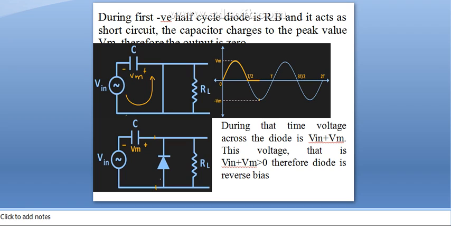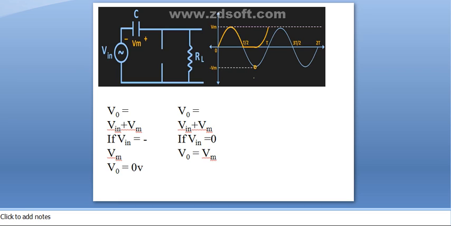So in this time, the voltage across the diode is Vin plus V maximum. So here V0 equals Vin plus V maximum. From this, if Vin equals minus V maximum, then V naught equals 0 volts, and V naught equals Vin plus Vm; if Vin equals 0, then V naught equals V maximum.